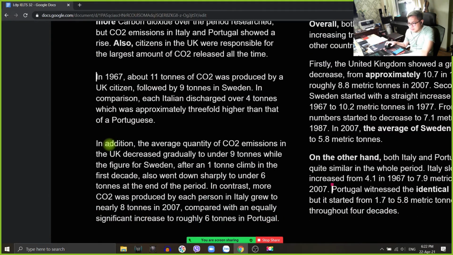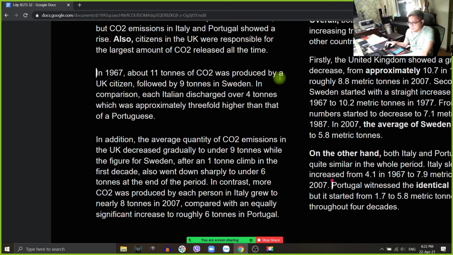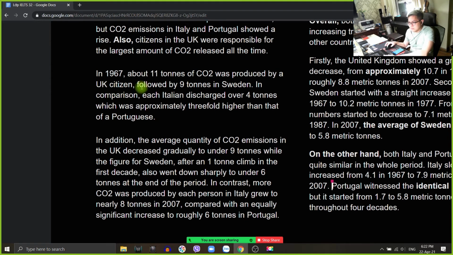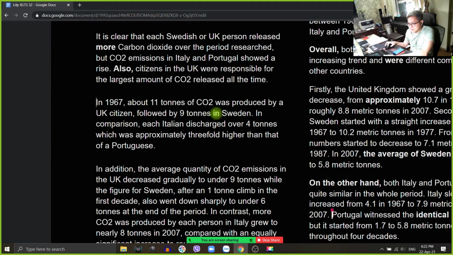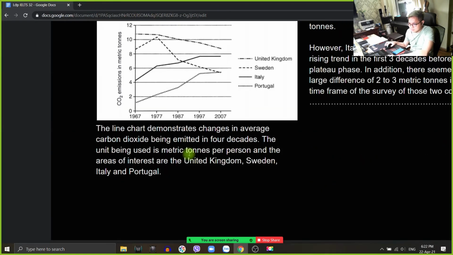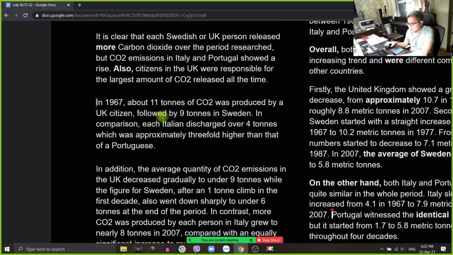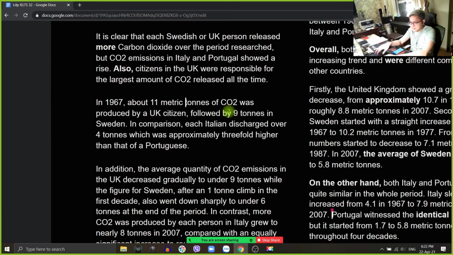Okay. In 1967, about 11 tons of CO2 were produced by a UK citizen, followed by 9 tons for Sweden. In Sweden, or for Sweden, is fine. In comparison, it's actually metric tons, not tons. So you have to mention all the units very clearly. Metric tons.